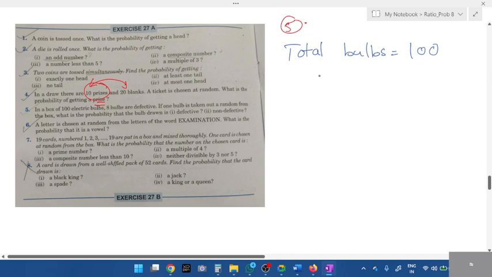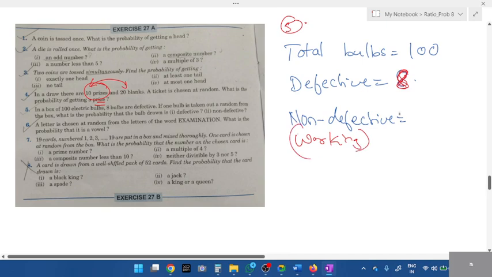100. 8 bulbs are defective. How many defective bulbs do we have? What do you mean by defective? Isn't it damaged? Damaged, right? So if 8 out of 100 bulbs are damaged, how many are non-defective? How many bulbs are in working condition? 100 minus 8 is 92. Non-defective means working. So total bulbs is 100.